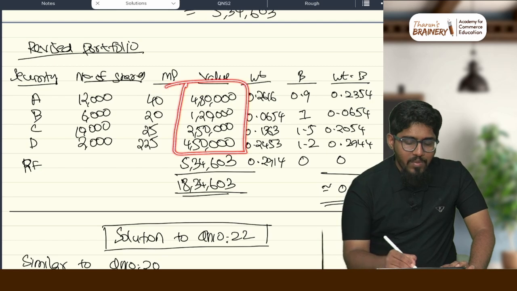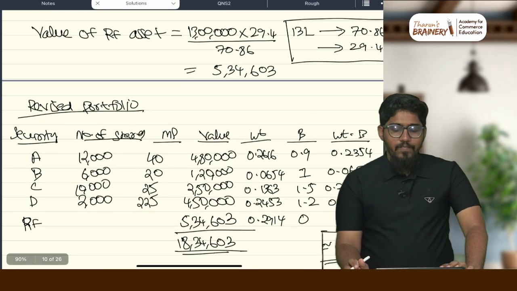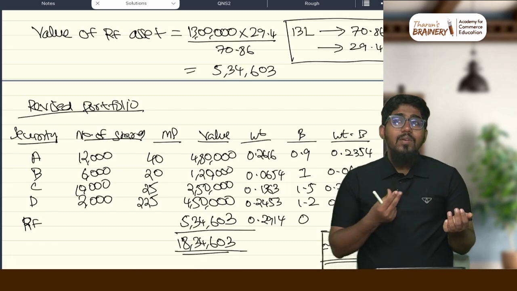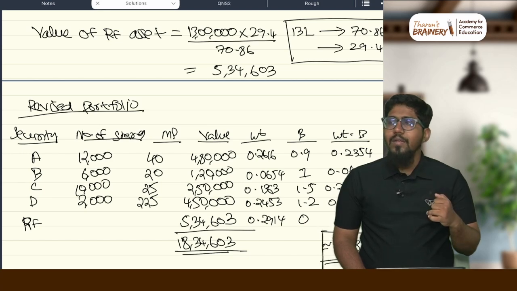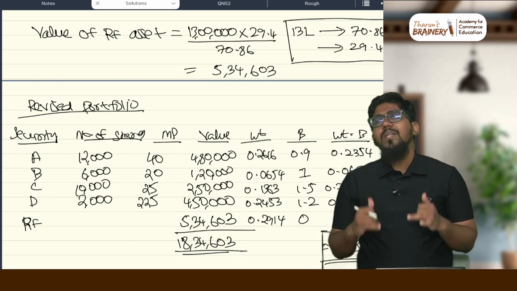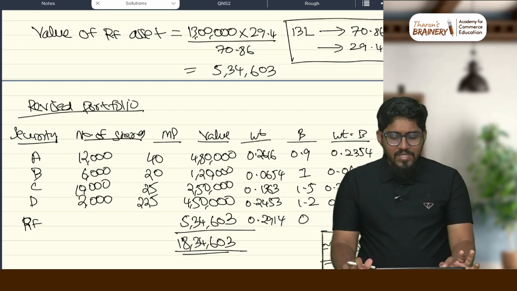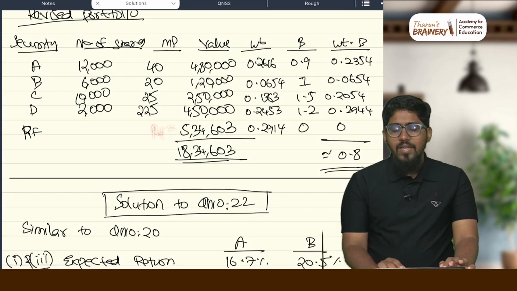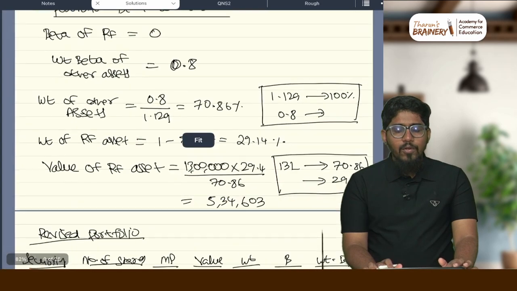Okay, if this is your investment pattern and this is the risk free asset, which means by injecting some risk free asset, you're reducing your portfolio beta to 0.8. Why? Because when you're injecting, you're reducing the risk. So reducing the risk means reducing the sensitivity. This much clarity you guys are having. So which means if I'm investing 5,34,603 of risk free asset, my beta will come down to 0.8. Sir, how have I calculated? Can you come again? Yes.